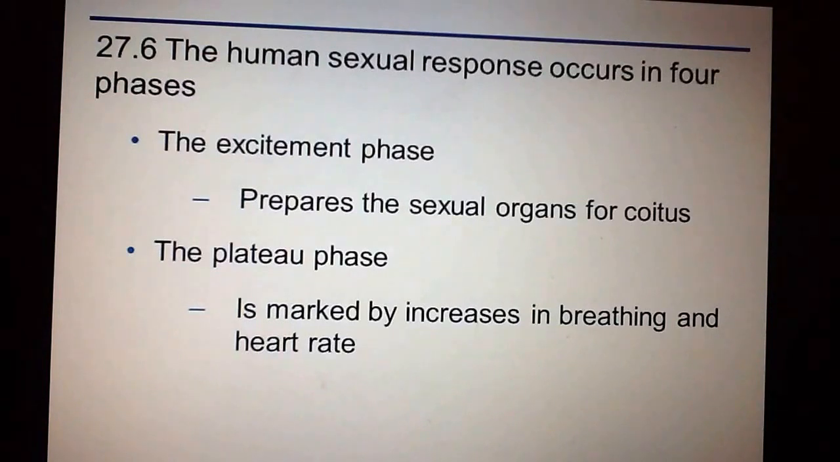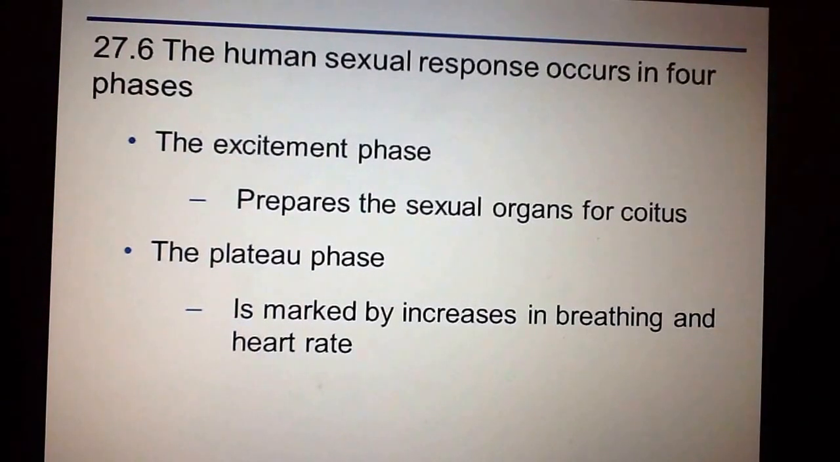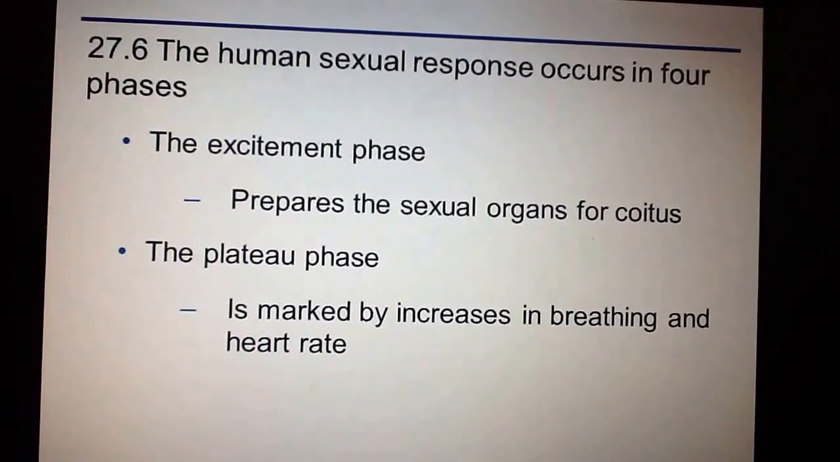So one is excitement. This is usually the foreplay area where people or the organs start to prepare themselves for sex. Lubrication occurs. And then there's the plateau phase where the body is physically gearing itself up for physical activity. So there's going to be more breathing because you're trying to take in more oxygen to deliver to your muscles, because they're going to engage in an activity that will raise their heart rate. And again, the heart rate is trying to pump more blood to prepare those muscles.